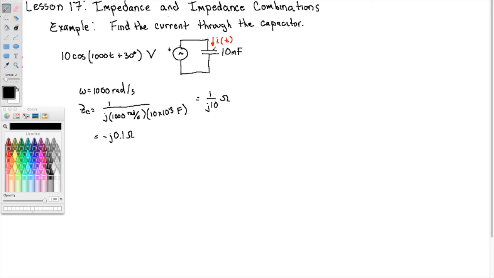So I'm going to redraw this picture, right? And I'm going to keep track of the amplitude 10 volts and the phase 30 degrees, but not really the frequency, because I know the frequency is not going to change. So I'm going to write 10 angle 30 degrees. That's my voltage source. And here, instead of labeling the capacitance, I'm going to label the impedance like that.